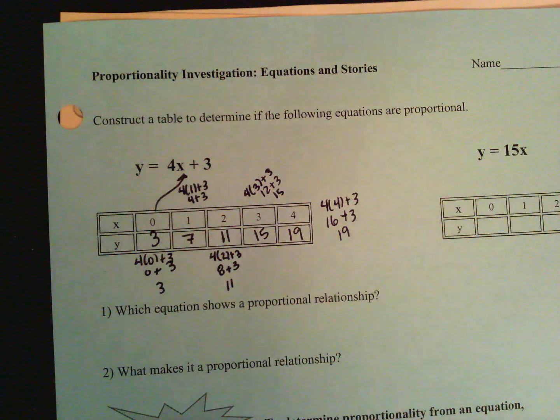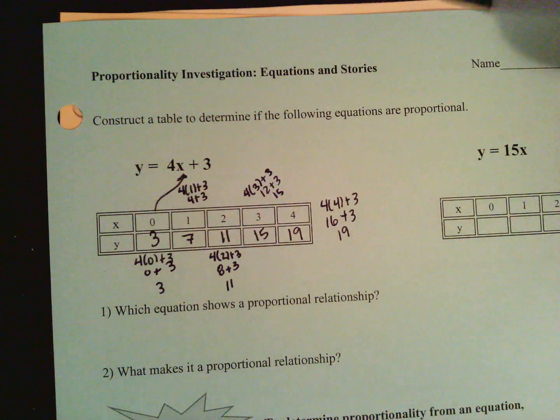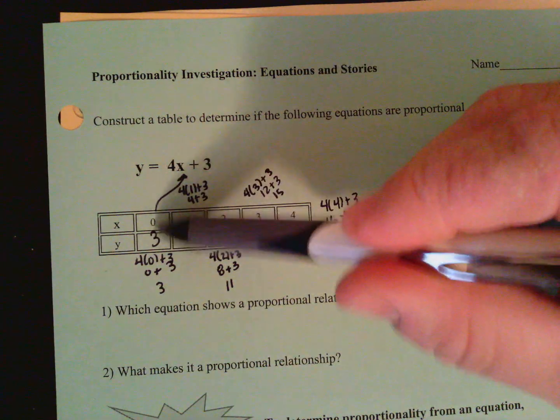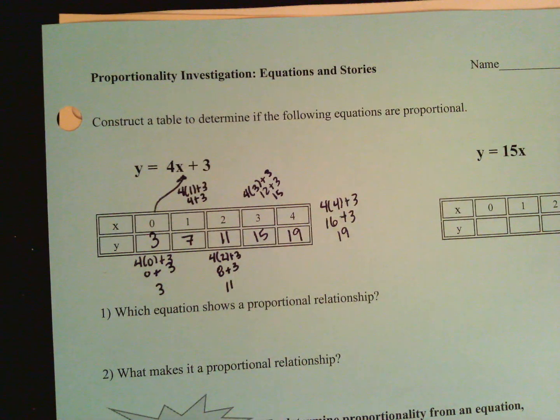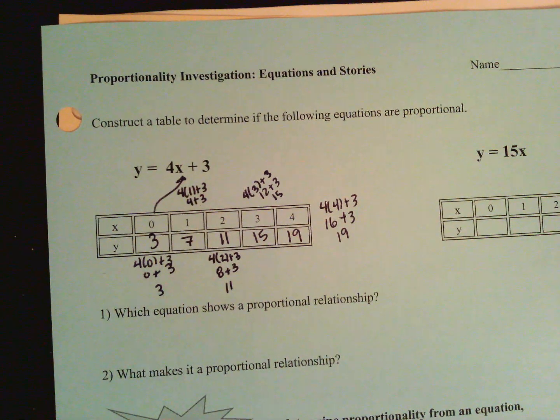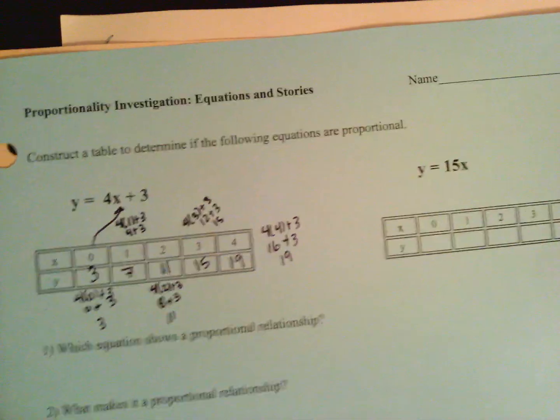So if I look at this, the very first thing I have to see if it's proportional is, does 0 match with 0? And the answer is no. So I know that 4x plus 3 is not proportional right off the bat. Let's look at the next one.